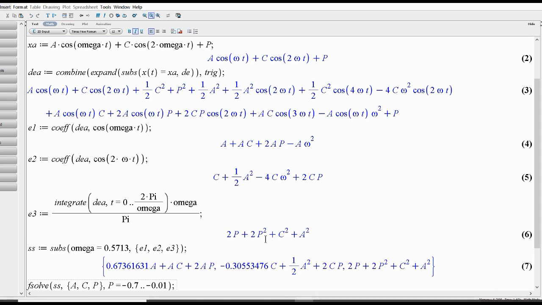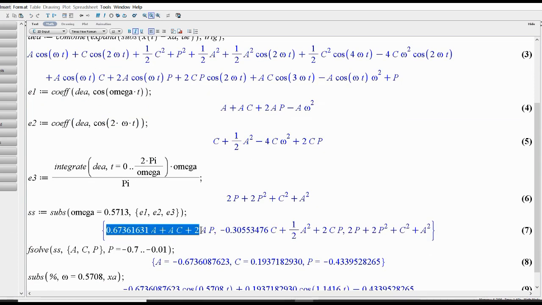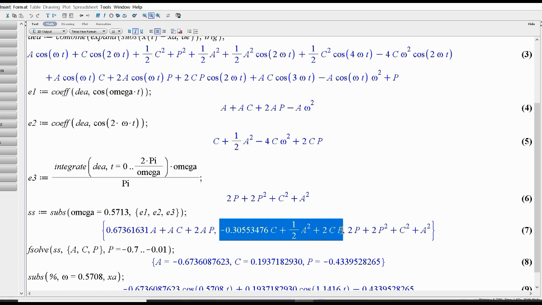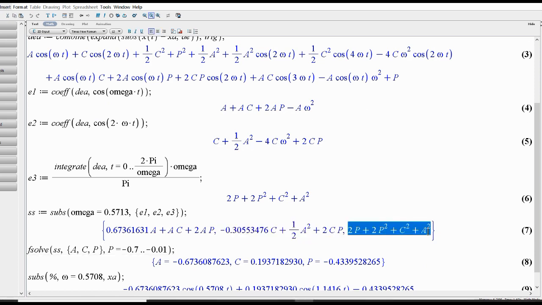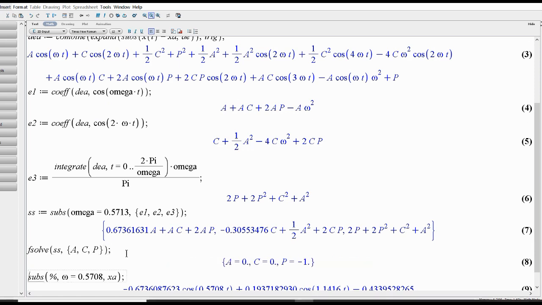These are 3 equations now. You see, from here to here with the comma, 1 equation. From here to here with the comma, 1 equation, and another equation. These equations have to be solved. The P is the average value. If I don't put this constraint and I just say solve, it may give some funny answer. P equals -1. That is the unstable saddle equilibrium.